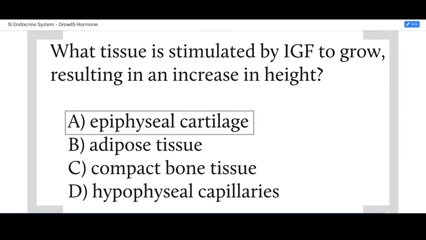So the main effect that IGF-1 has in response to growth hormone is to stimulate the increase in length in long bones, which means that it stimulates the increase in cartilage proliferation at the epiphyseal plate, which is going to cause the long bone to grow longer.